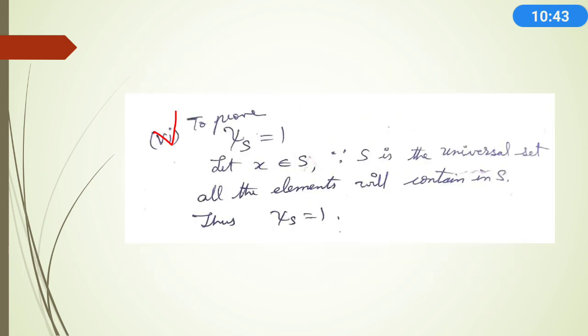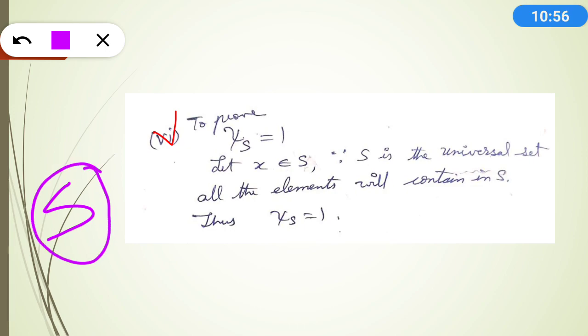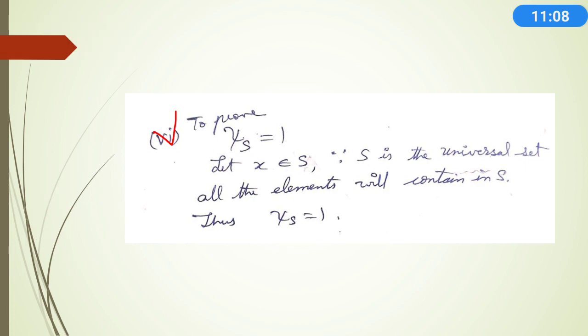Then the next subdivision, we have to prove the characteristic function of the universal set is 1. We already know S is the universal set. So it will have only belongingness, it won't have any other element apart from the universe. Therefore always the value will be 1. We don't have non-belongingness at all. Since S is a universal set, all the elements are contained in S, thus my psi S value will be 1.